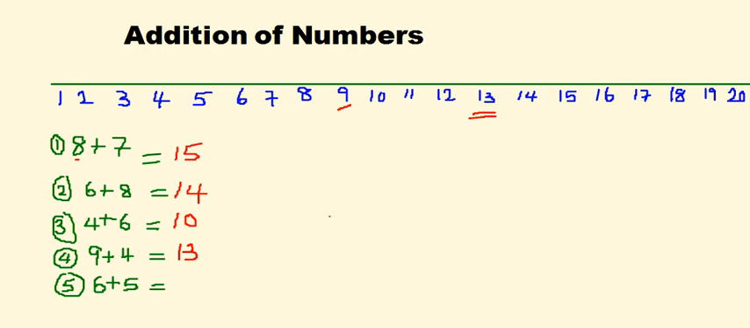6 plus 5. This is 6 plus 5: 1, 2, 3, 4, 5. So 6 plus 5 equals 11.